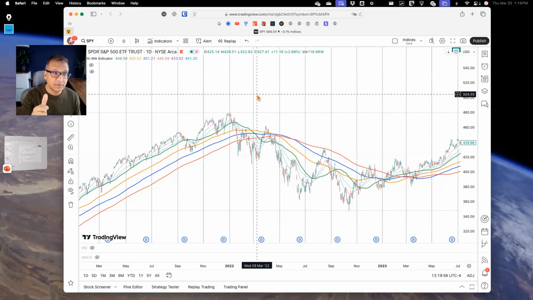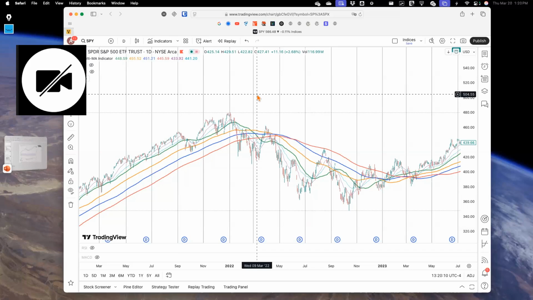I was able to figure this out when the downturn turned into an uptrend. This is not new. These are established trends. You just got to know how to read them.